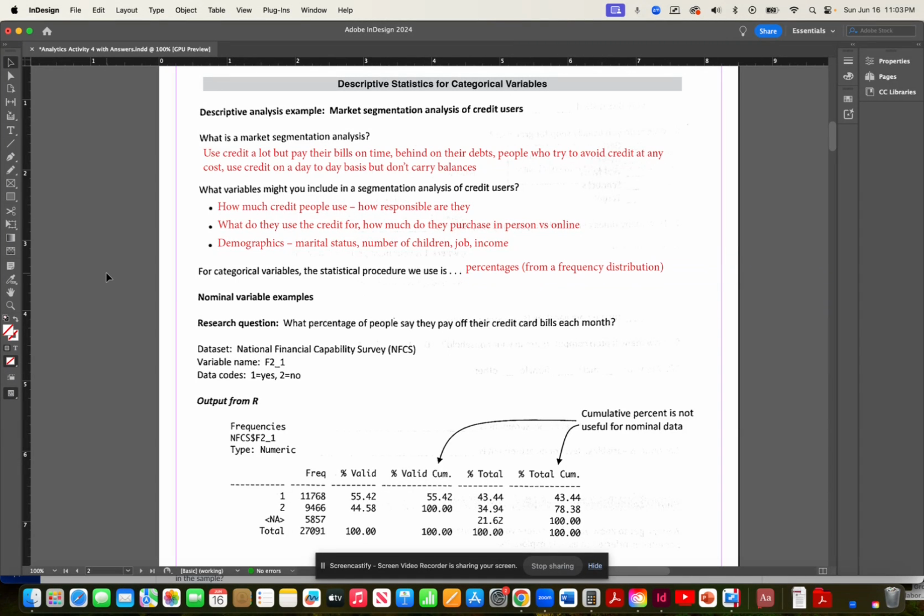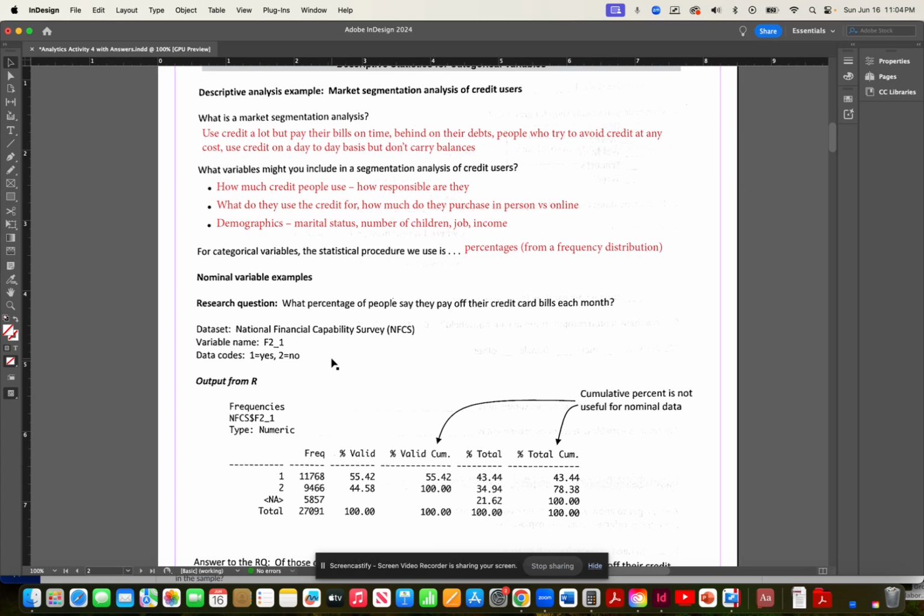So as I mentioned in an earlier video, we're always going to start our analysis with a research question. So in the next two examples, we're going to use data from the National Financial Capability Survey. So I don't have the actual data available for you. We're not going to run any kind of R analysis. I'll just show you the output. And we already learned in our first couple of analytics activities the type of code that we would need to use in R to come up with this.